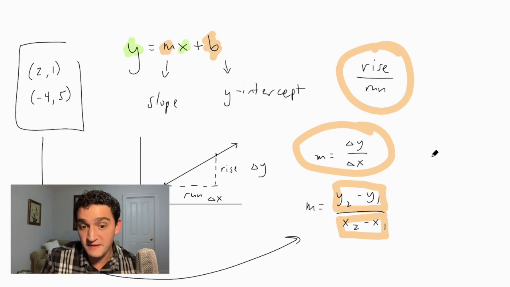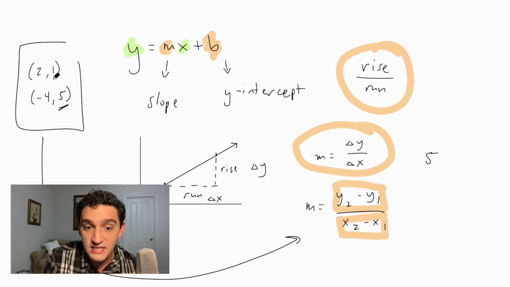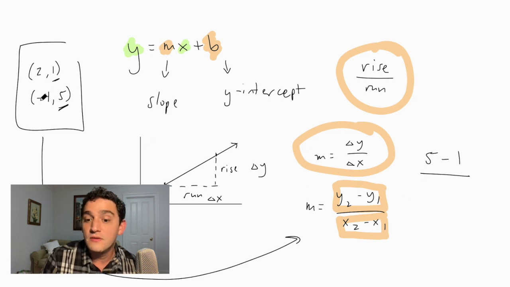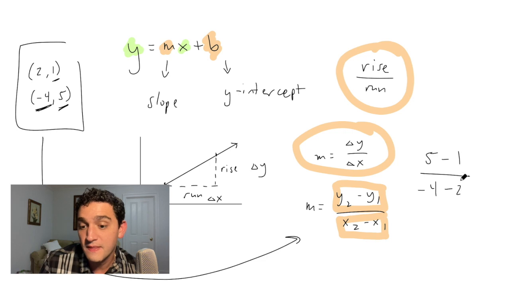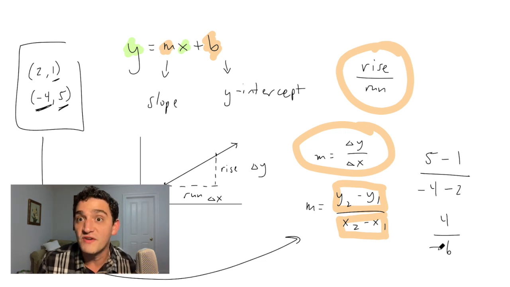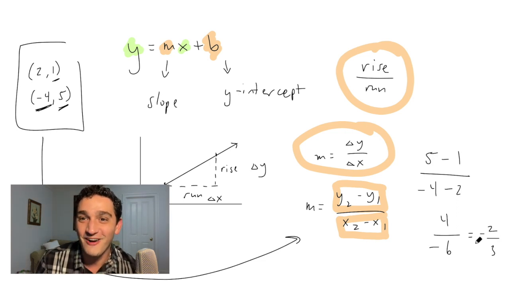y2, let's pick 5. That's the y value of the second point. Minus y1, let's pick 1, the y value of the first point. Over x2, so the x value of the second point, -4, minus x1, the x value of the first point. 5 minus 1 equals 4, and -4 minus 2 equals -6. This becomes 4 over -6. When we reduce, this becomes -2/3. -2/3 is the answer to that question.